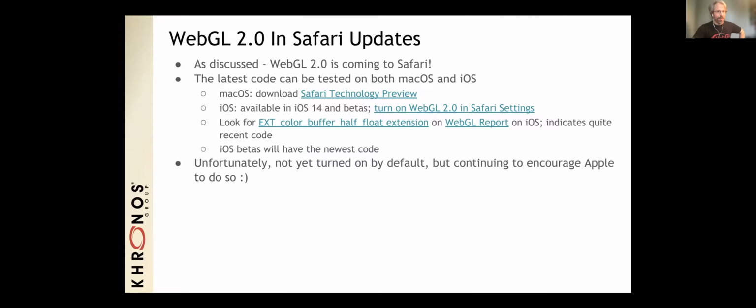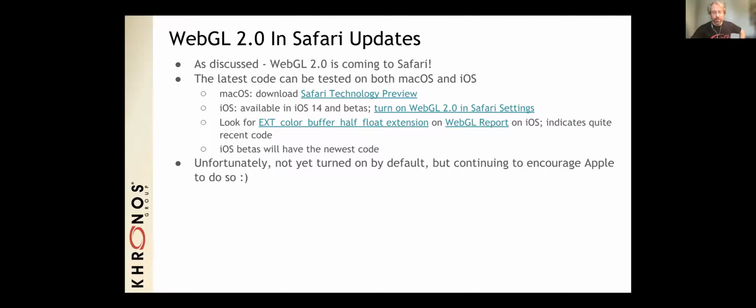One of the big news items for the past several months has been WebGL 2 and Safari. And so a couple of updates here. The latest code here can be tested on both Mac and iOS. You can download the Safari Technology Preview. On iOS, it is definitely available both in iOS 14 and the betas. You can turn on WebGL 2 in the Safari settings and it works. It's our latest code up there in WebKit, but sometimes it's a snapshot from several months old. You can look for the EXT color buffer half float extension on the WebGL report website to confirm whether you're getting the most recent code. I'm quite sure that the iOS betas do in fact have the newest code or close to it.